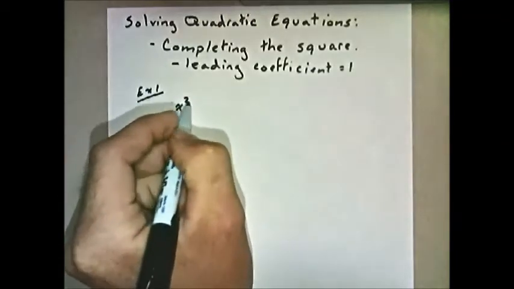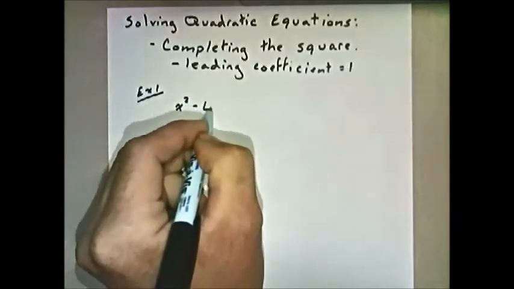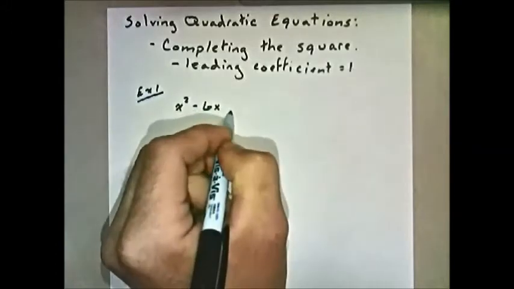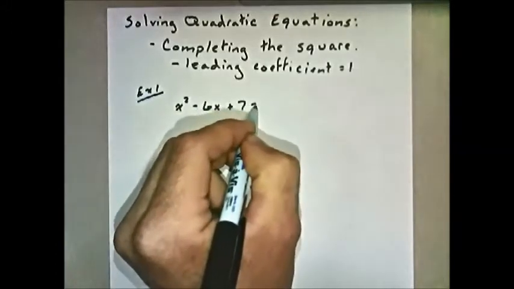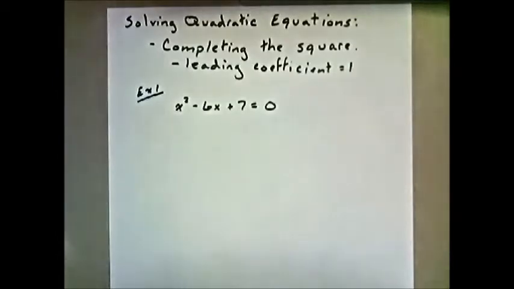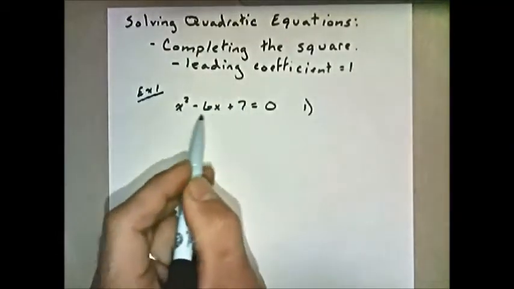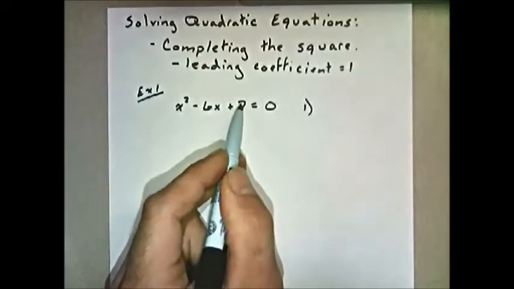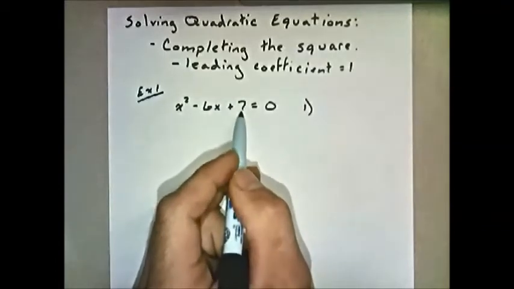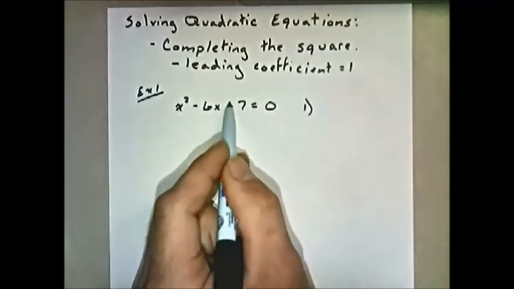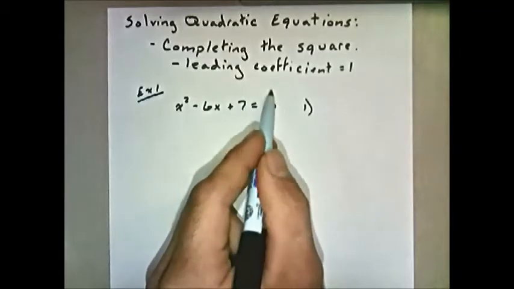x squared minus 6x plus 7 equal to 0. Notice we cannot factor x squared minus 6x plus 7. So what we're going to do in completing the square is to move the constant term to the right side.